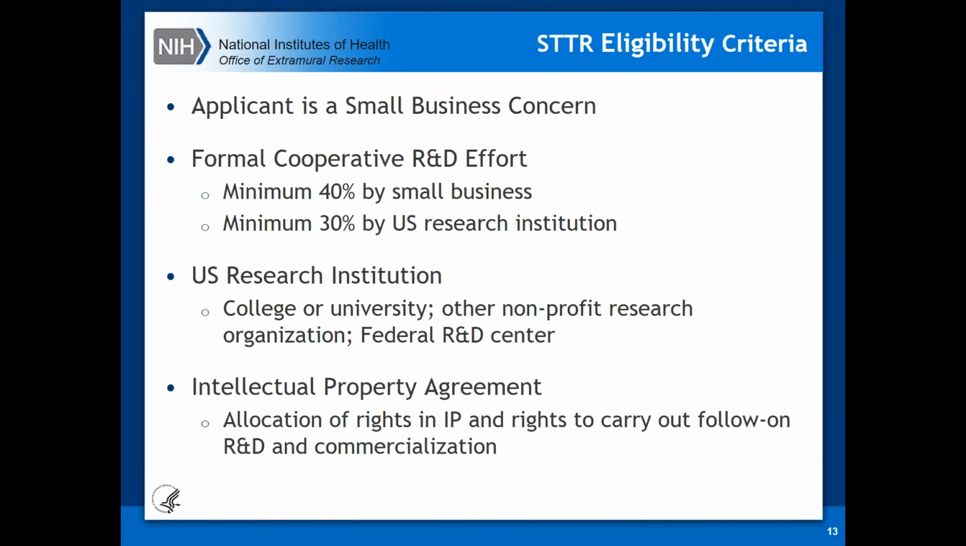As for STTR eligibility criteria, basically the small business usually comes in with a university, but the applicant is still the small business concern. So in the STTR, it's a formal cooperative R&D effort with a minimum of 40% of the work being done by the small business and a minimum of 30% by the U.S. research institution, and the remaining 30% can be spread between the two.